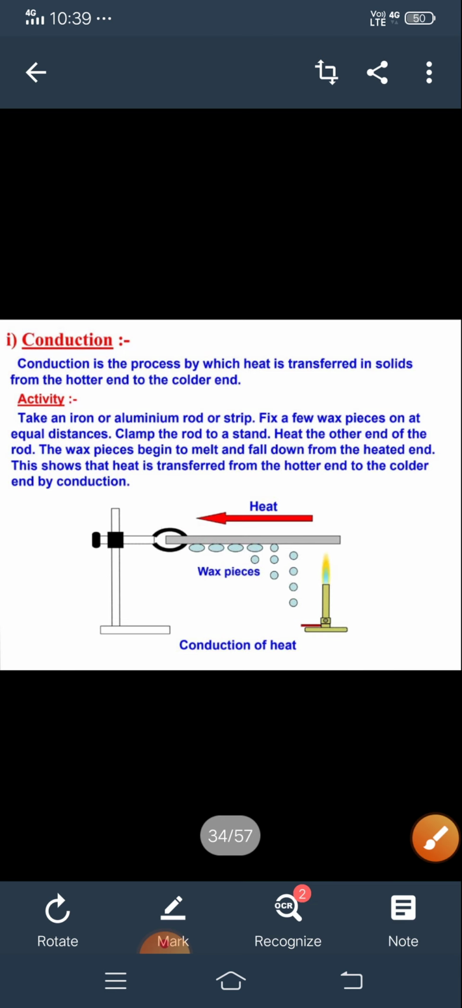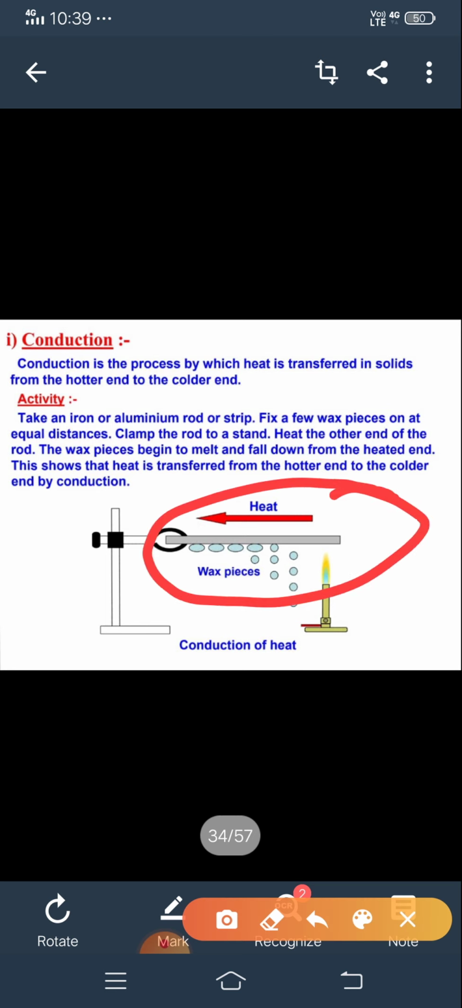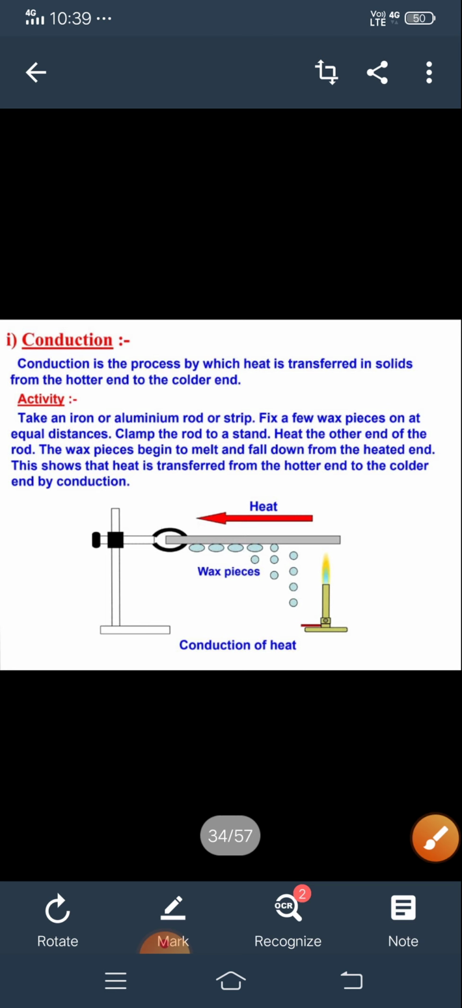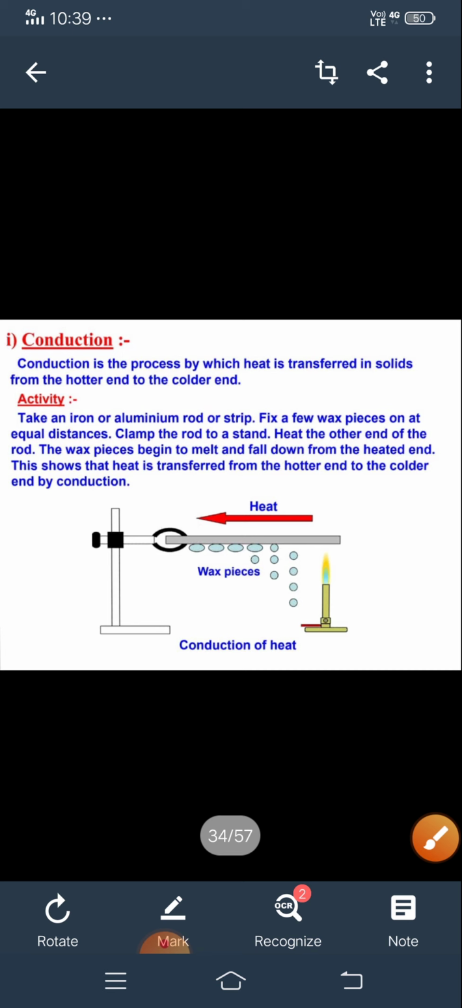So, what is the definition of conduction? The process by which heat is transferred in solids. Solid means this is solid. So, in a solid, the transfer of heat from the hotter end to the colder end is known as conduction.